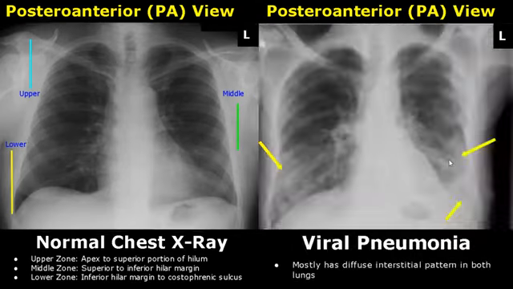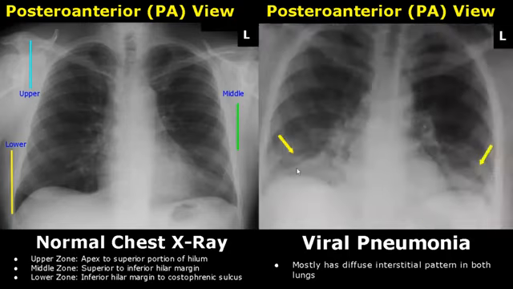Viral pneumonia usually involves both lungs. It has a diffuse interstitial pattern consisting of reticulonodular opacities. Here is another image of viral pneumonia. COVID-19 pneumonia usually has this type of appearance in a chest X-ray.